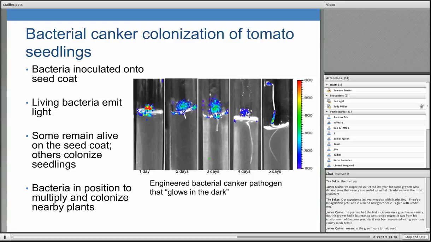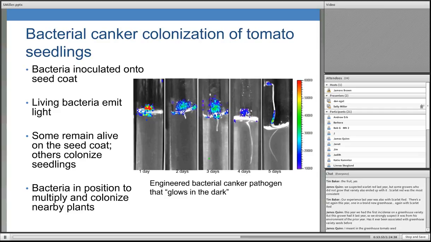I just want to show a slide here of some work done by one of my graduate students, Shulan Shu. She engineered one strain of the CMM with a gene that causes the bacterium, as long as it's alive, to glow in the dark. Basically, what we can do with that as a tool is look at how this bacterium infects tomato seedlings and plants. What you see here is some of the early work that she did. She inoculated this glowing bacterium onto seeds, and you can see on the first day in the picture, the brighter red the color, the more bacteria there.